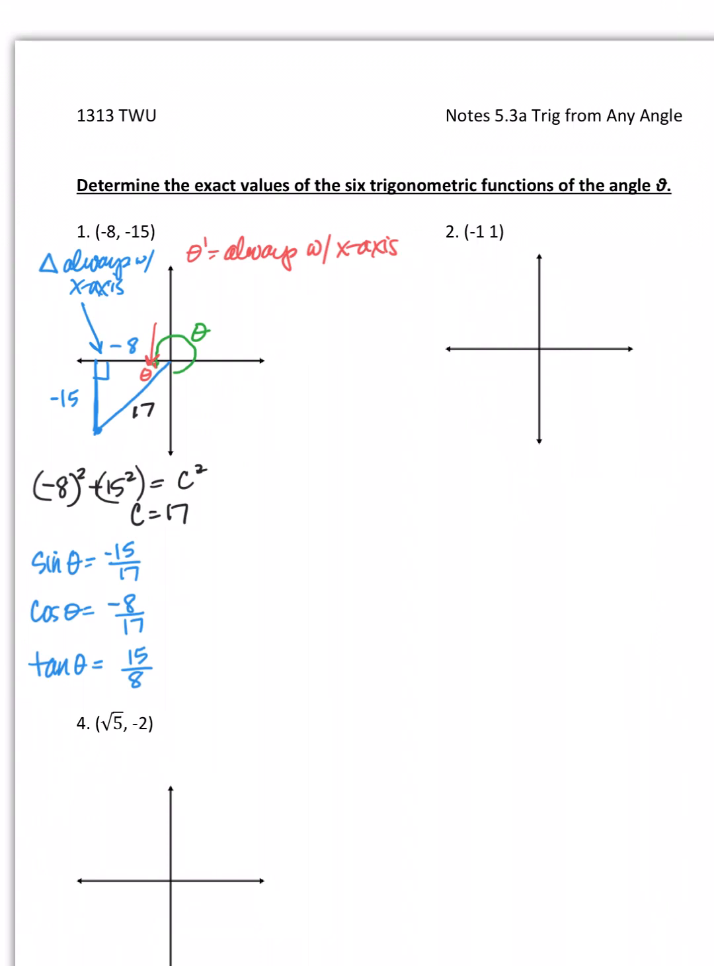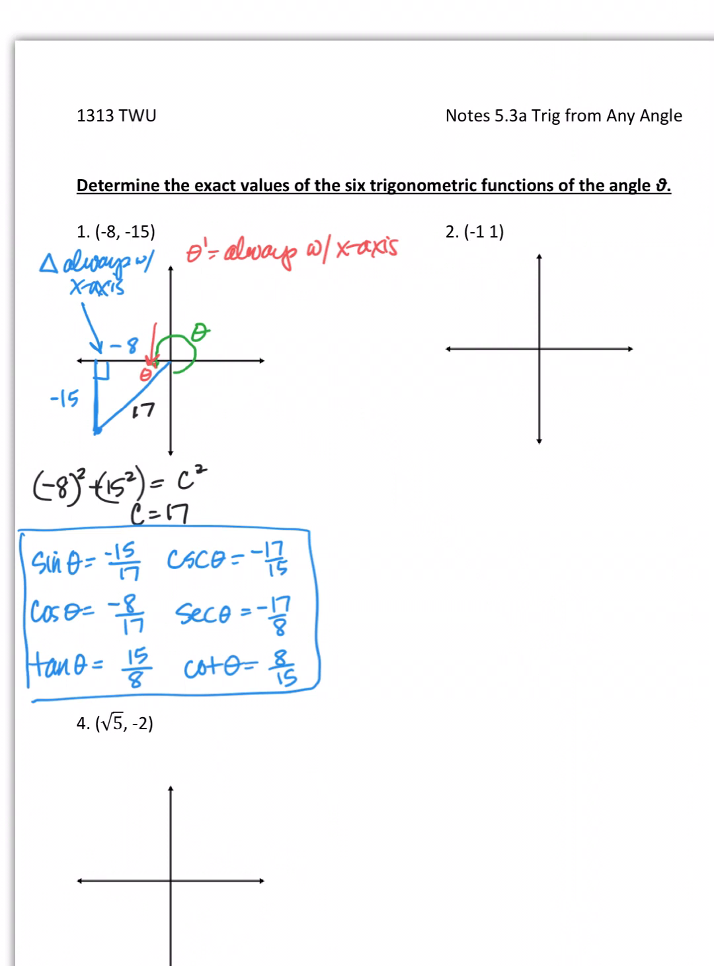Okay, so now we can just do our reciprocals. So cosecant of theta will be -17 over 15. Secant of theta will be -17 over 8. And then cotangent of theta will be a positive 8 over 15. So we found our 6 trig ratios from a given point.